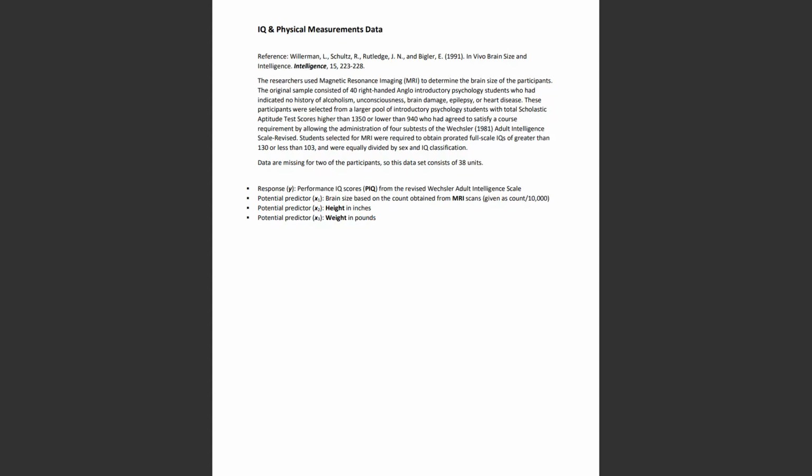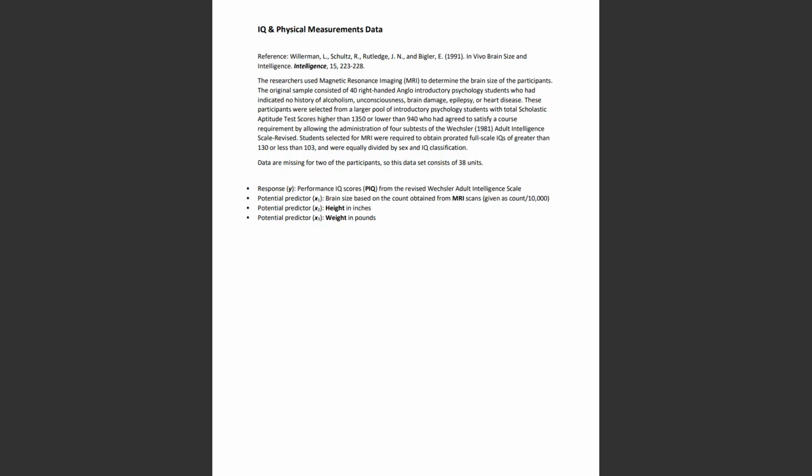This data set has 4 variables in it. It has IQ scores from the Wechsler Adult Intelligence Scale. It has brain size as a potential explanatory variable. Now, the brain size here is based on the count obtained from MRI scans given as count divided by 10,000, but I don't know what that means.